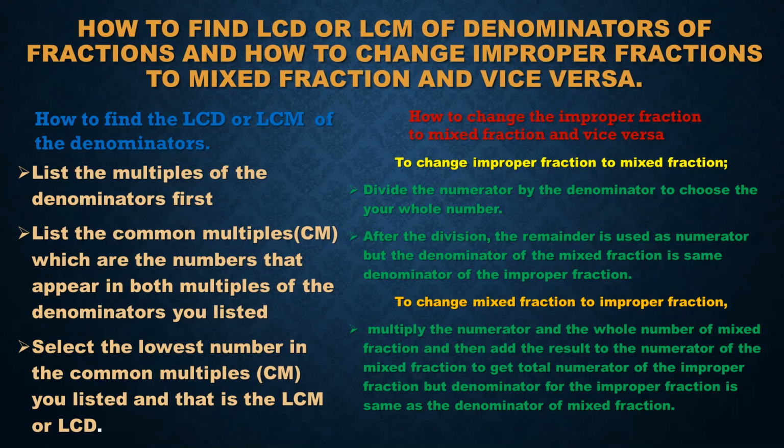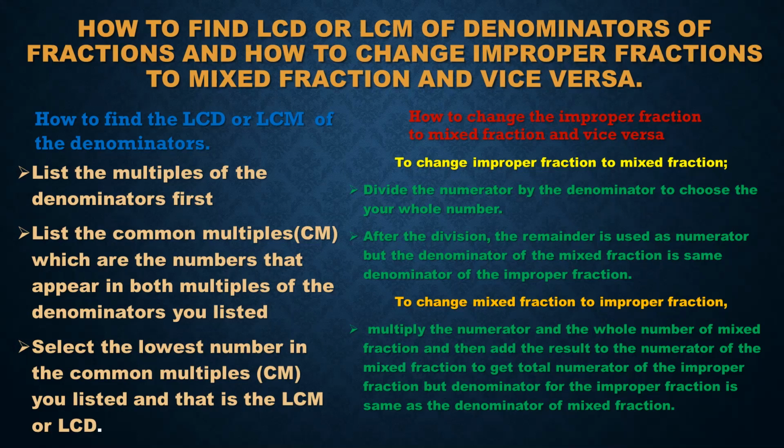Then, in LCM, the M means you list the multiples of the numbers. The CM means the common multiples, the numbers that appear in both lists. And the last one is the L, which is the least. So you select the lowest number in the common multiples that you have listed. That one becomes the LCD or the LCM. Good. We will solve another example to illustrate that.